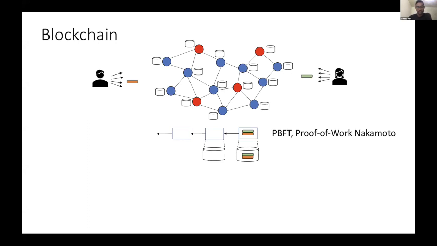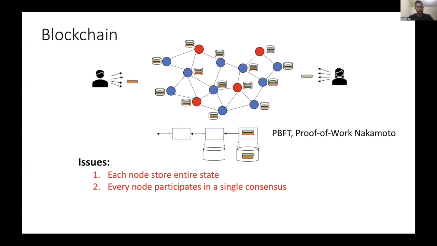Important thing to note here is that in earlier designs, we had global replication, and that resulted in scalability issues, primarily due to the fact that each node maintained the entire state. Everyone participated in a single consensus, and everybody processed all the transactions. And this resulted in scalability issues. One of the promising solutions is sharding.